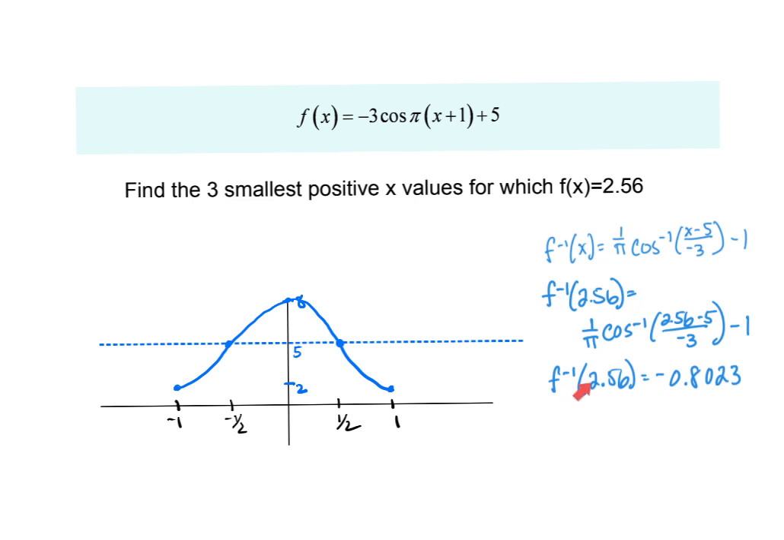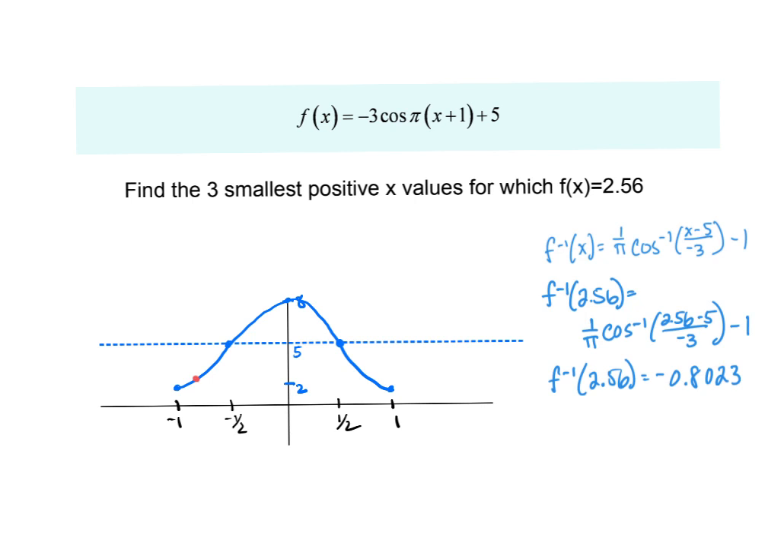I want my function, my y value, to be 2.56. And you'll see here the lowest it hits is 2. And this negative 0.8023 is between negative 0.5 and negative 1. It's somewhere in here, let's call it there. Now, I'm going to use the symmetry of my curve to find other values.